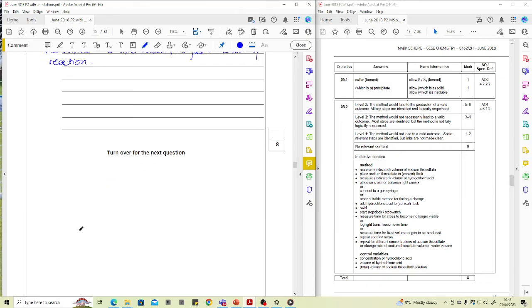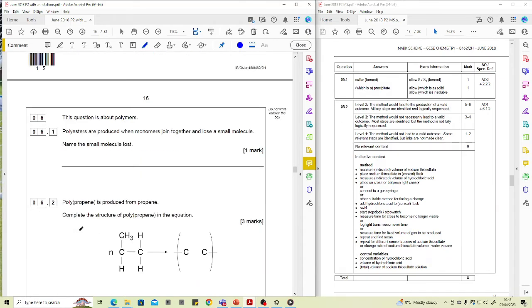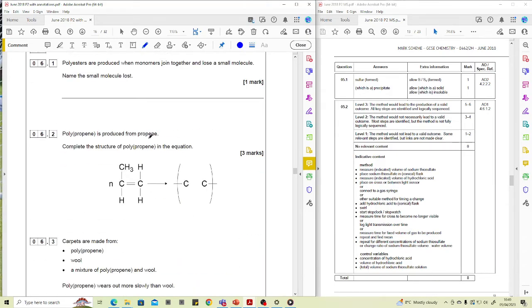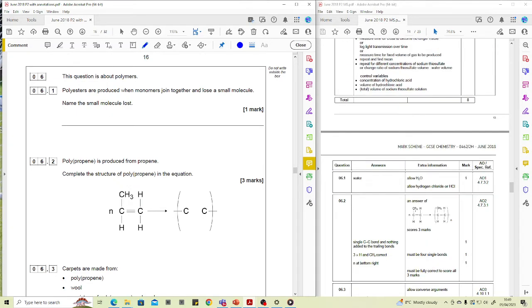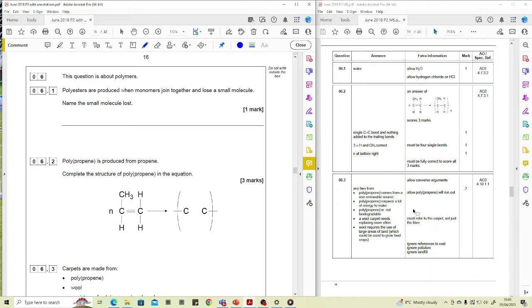Okay, so question 6, polymers. We've got some recall stuff about making condensation polymers.